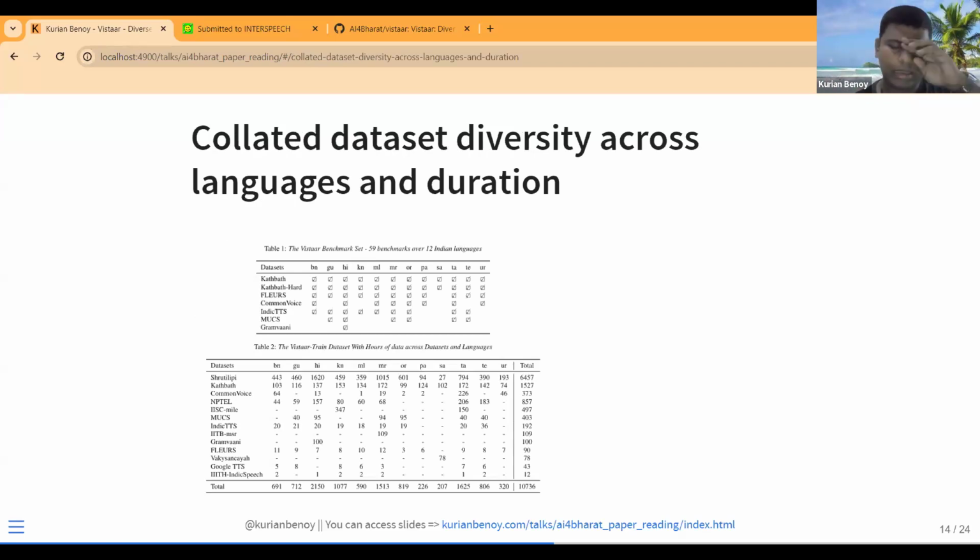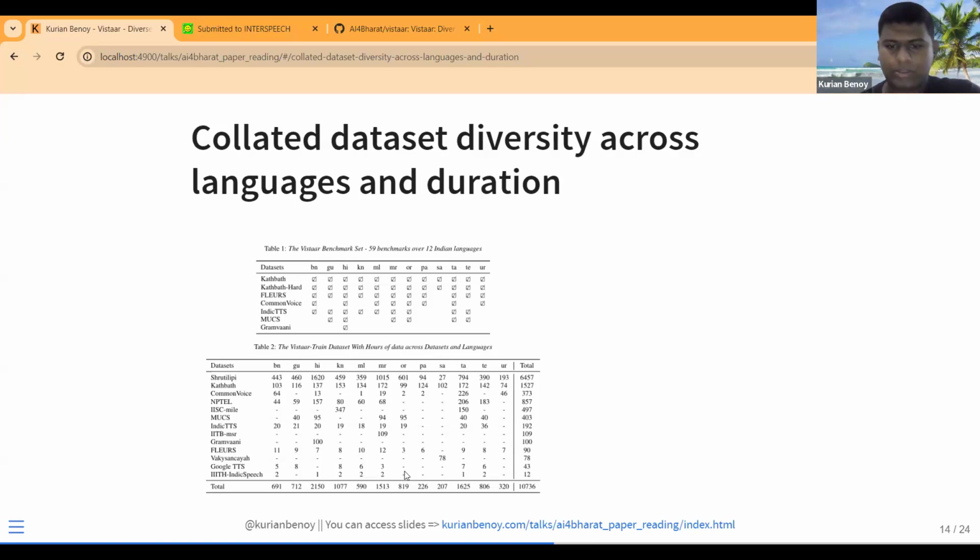And if you look at the diversity, I think this is how those 59 benchmarks over 12 Indian languages came about. If you look at the Vistaar benchmark set across the various languages, BN is probably Bangla, GU is Gujarati, ML is Malayalam, MR is Marathi, and so on. You can see that the Vistaar benchmark set consists of 59 benchmarks over 12 languages, and the Vistaar train set consists of 10,700 plus hours of data, as we discussed in the abstract of the paper. The split is properly given here. For example, the Google TTS dataset was 5 hours, 8 hours, Malayalam only 6 hours. Certain datasets, like Korean probably, are not even there. So Urdu is not there.